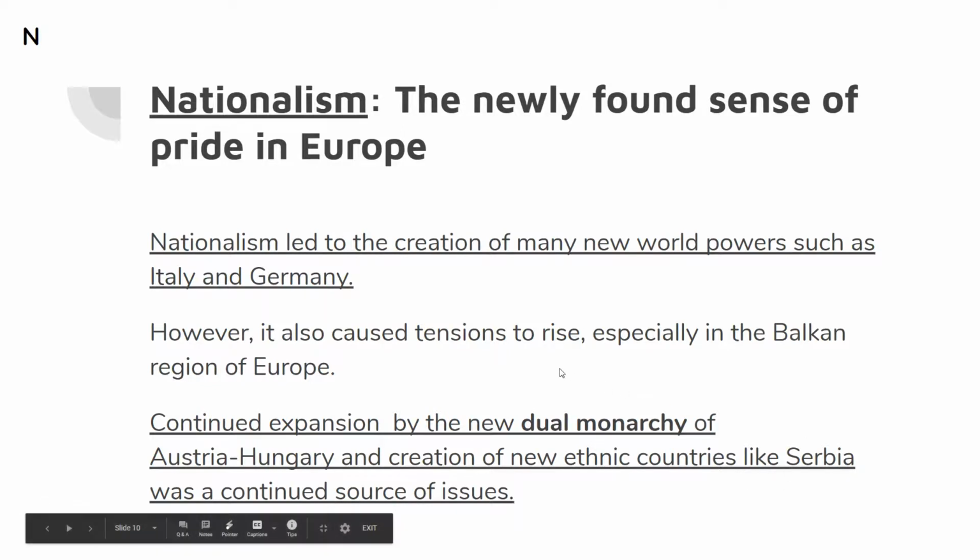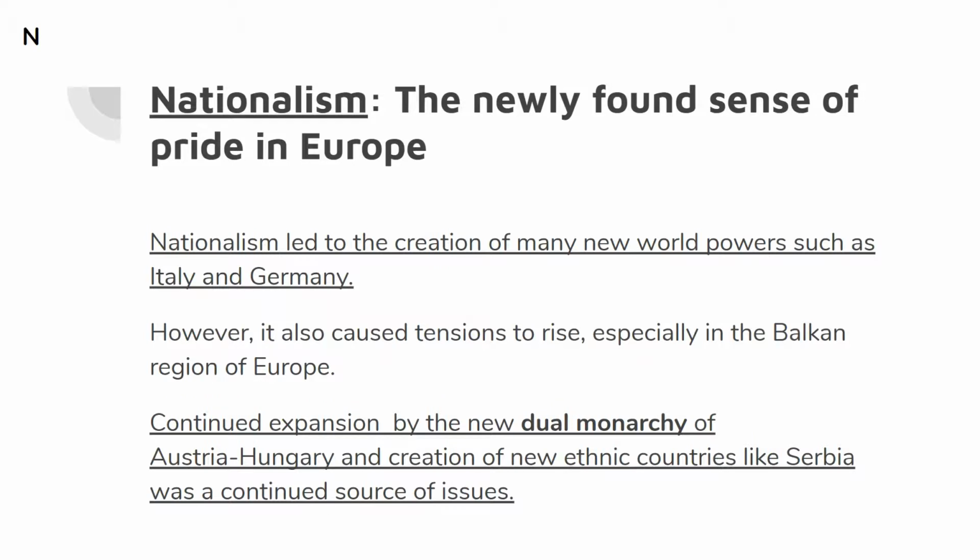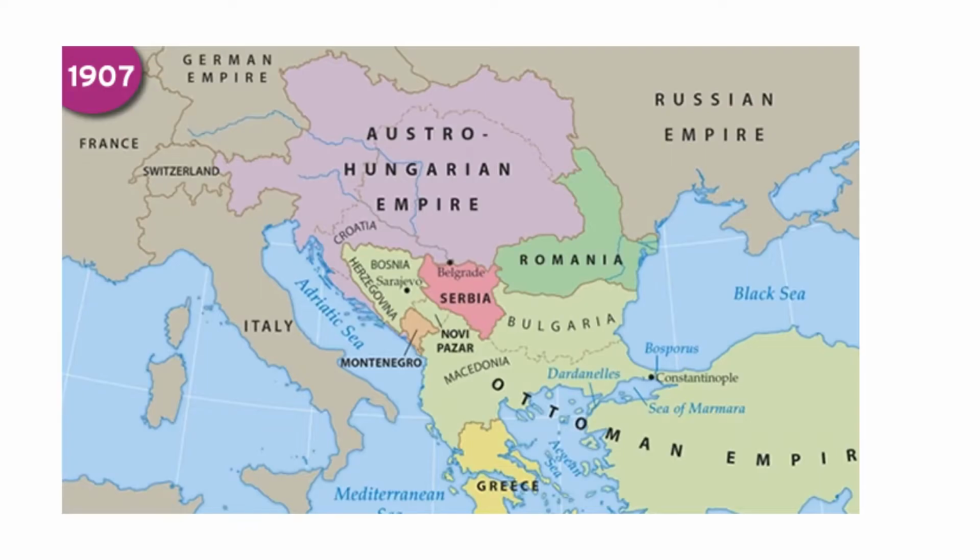And so we're going to start to see tensions rise, especially in an area called the Balkan region of Europe. Now, that's going to be the areas essentially south of Austria-Hungary, in and around the Balkan region. So a new dual monarchy called Austria-Hungary had been created, and there were continued problems amongst these smaller ethnic countries like Serbia as a continued source of issues.